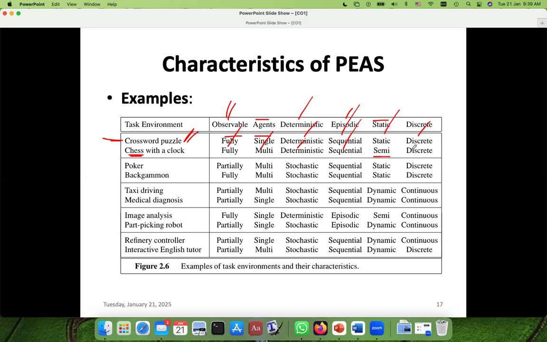Discrete or continuous? There is a fixed number of possibilities, a fixed number of states, 8 by 8. You can multiply all the possibilities to get the number of movements possible, though I cannot tell how many, it would be long. But it is a fixed number of movements, so it is discrete. Similarly, you can read the other things by yourself: the poker agent, the backgammon game, taxi driving, medical diagnosis, image analysis, part picking robot, refinery controller, interactive English tutor.